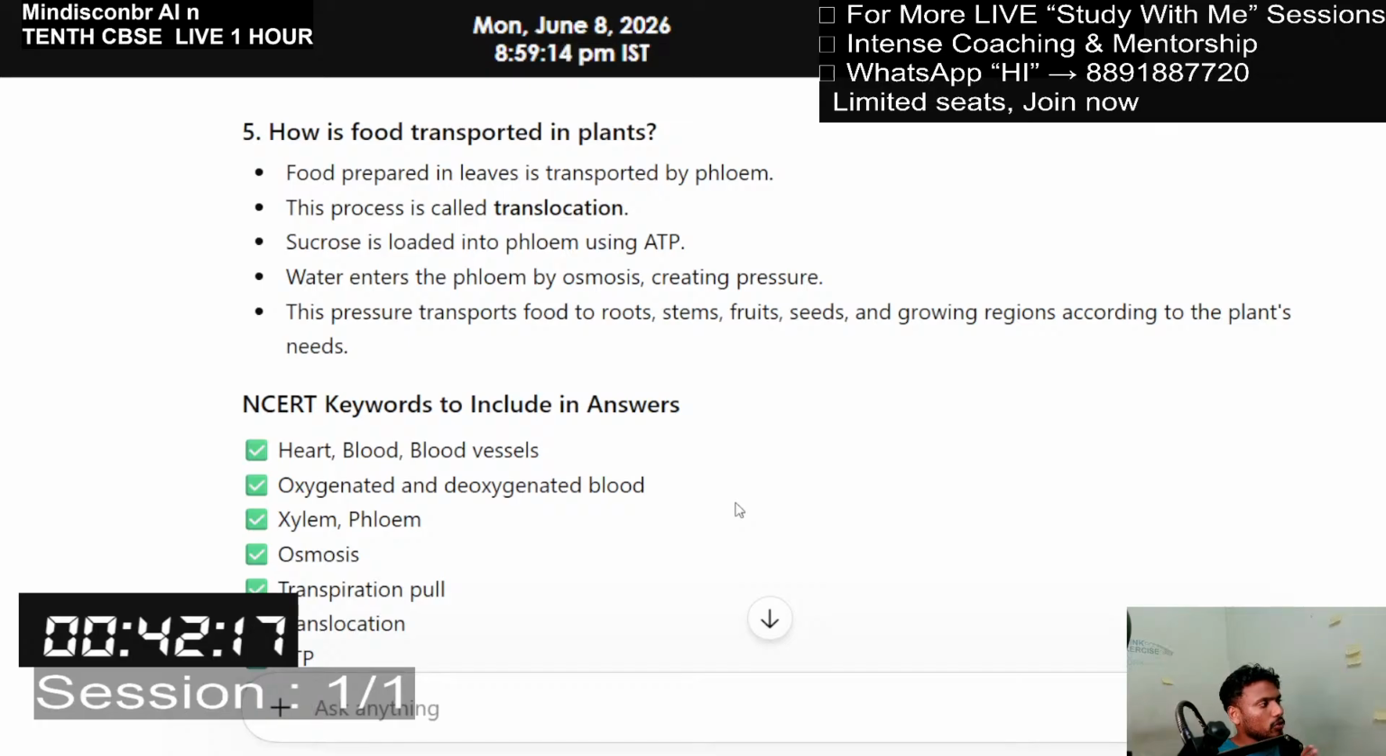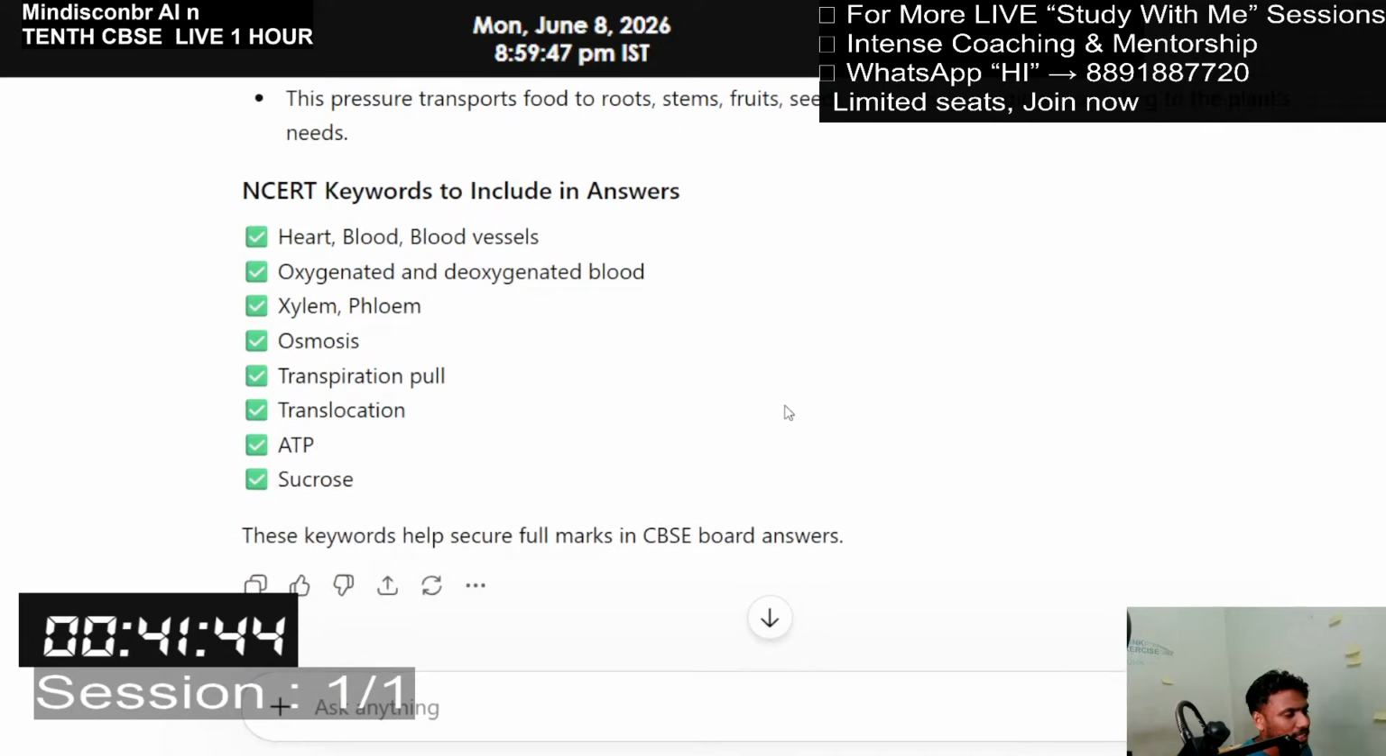Water enters the phloem by osmosis, creating pressure. This pressure transports food to roots, stems, fruits, seeds, and growing regions according to the plant's needs.